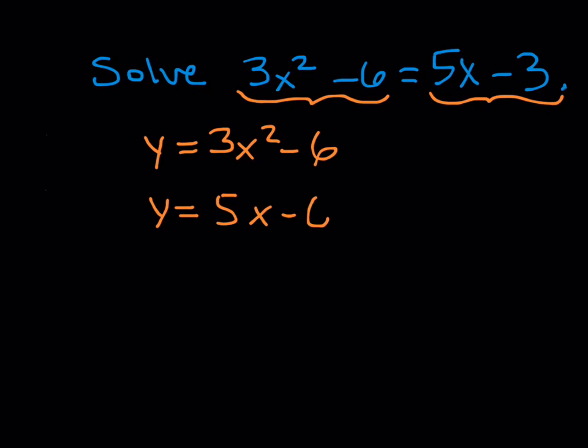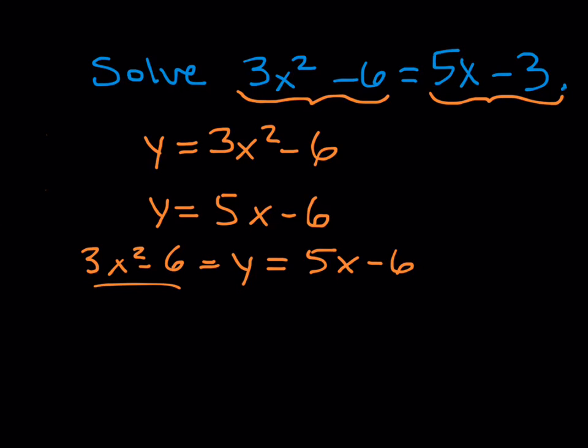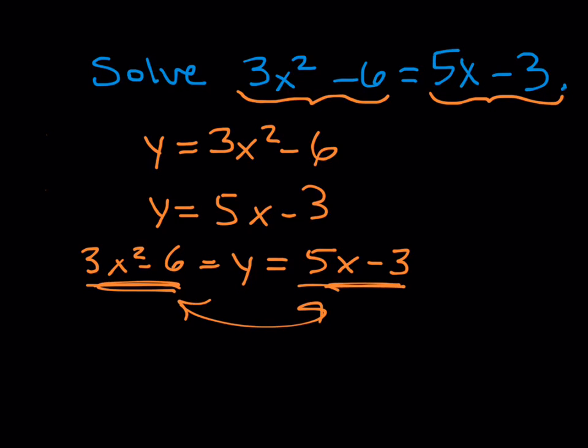Now I can do that because I've really just inserted this y in the middle of a little chain here. So if I have 3x squared minus 6 equal to y, and then I also know that y is equal to 5x minus 3, well then I know that those two expressions are equal. So I haven't changed the equation at all. I've just broken it up into two different pieces.